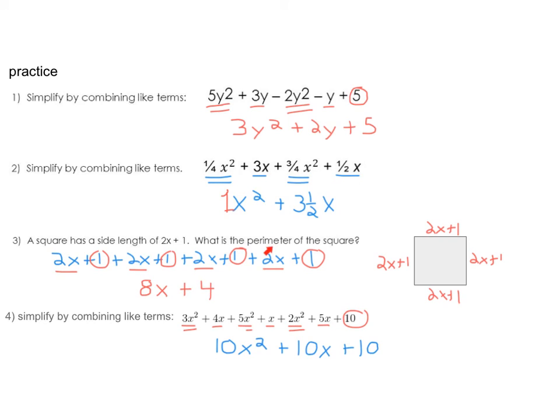Another perimeter problem. Remember, the perimeter is the length around, so you have to add all of the sides. That's what I'm doing here. Adding the like terms of 2x and 2x and 2x and 2x to get 8x, and then 1 plus 1 plus 1 plus 1 gives me 4. Then on this last one, I had a few x squared like terms that combined for 10. Also a few x terms that also combined for 10, and then my constant was 10.